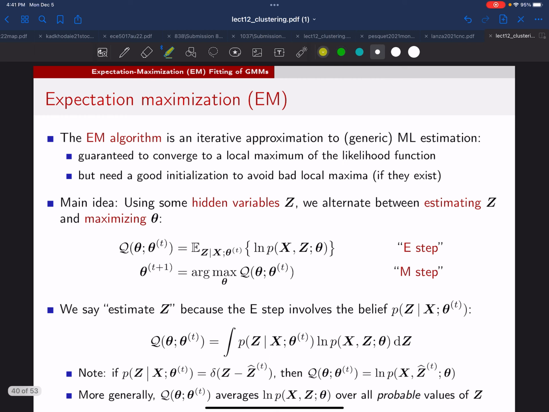Okay, so to start from the beginning, the EM algorithm is an iterative approximation to ML estimation. You can use this anytime you have a maximum likelihood estimation problem. If your log likelihood is concave, actually, if your negative log likelihood is convex, you don't need to do this. But if it's non-convex and difficult to solve, it's one of the most commonly used approaches to get around those issues. So what's nice about it is it's guaranteed to converge to a local maximum of the likelihood function.